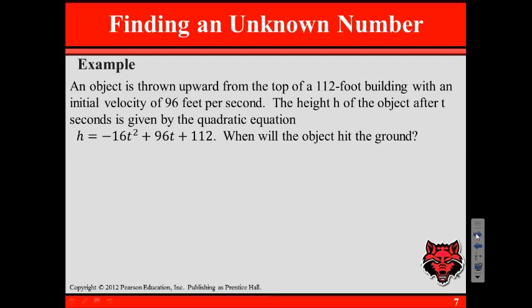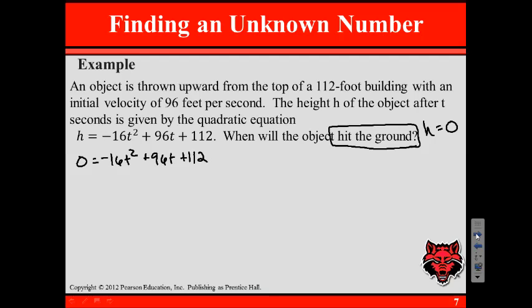This is probably the most important piece of the problem. When will it hit the ground? The height when something hits the ground is 0. So knowing that, we'll plug a 0 in for h. That gives us 0 equals negative 16t squared plus 96t plus 112.